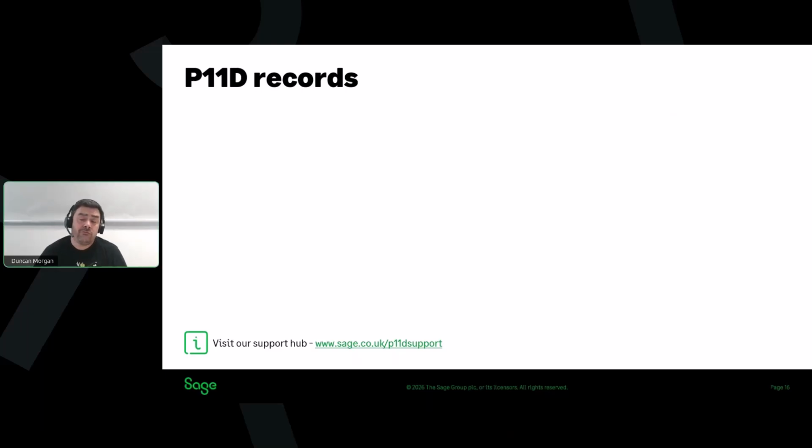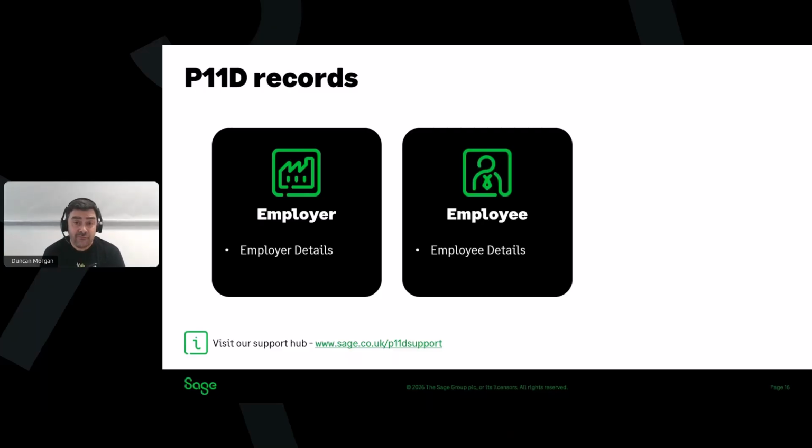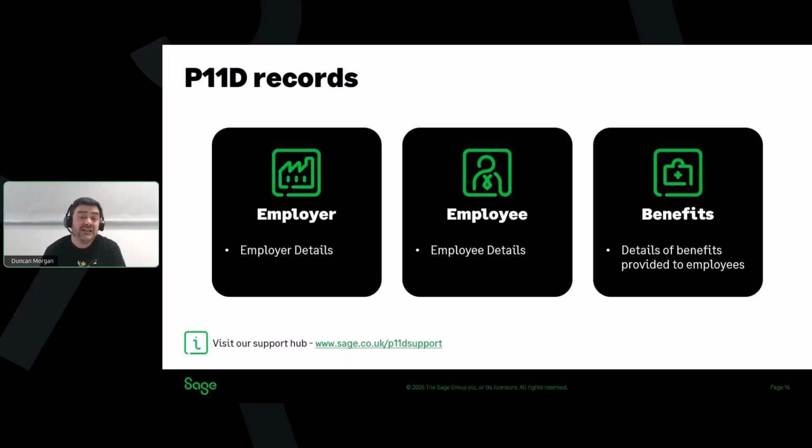So the three levels of records you need to keep in P11D start with the employer details. This would include the employer name and your PAYE reference. You would need an employee record for each employee who needs a P11D. That contains their personal details, things like their national insurance number. And then you would create the benefit records for each different type of benefit that was provided to that employee. You'll see there are a load of different categories of benefits that you can create in the software.